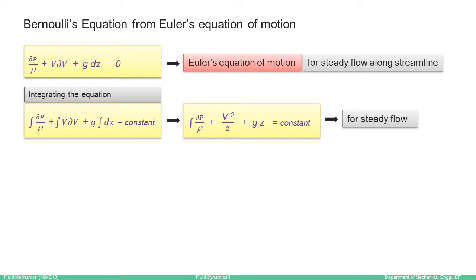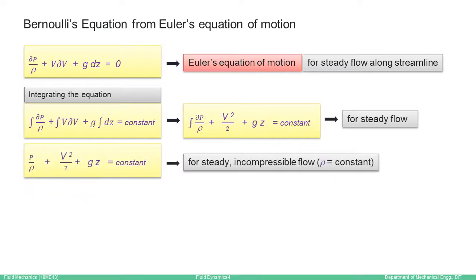And if rho is independent, if it is constant, the flow is considered as incompressible. If it is a dependent parameter, or if it is changing with respect to the flow situations, then you can't consider rho as constant. So now this is a general equation for steady flow.